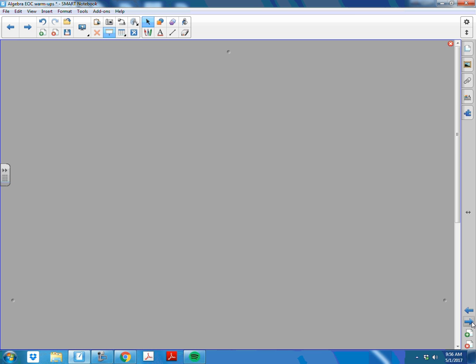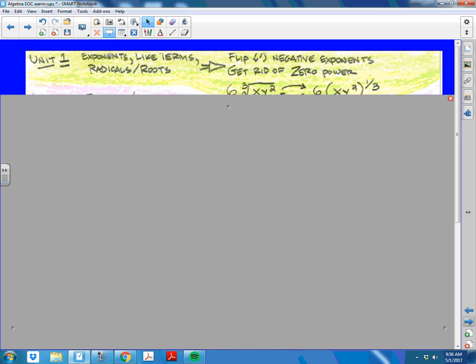So let's talk about the way that this looks. In Unit 1, and I'm going to try to keep it separated, Unit 1 for us is exponents, like terms, radicals, and roots. Now, if you don't feel that you have to write something down, I am perfectly cool with that. If you think of something that I don't know about, let me know.